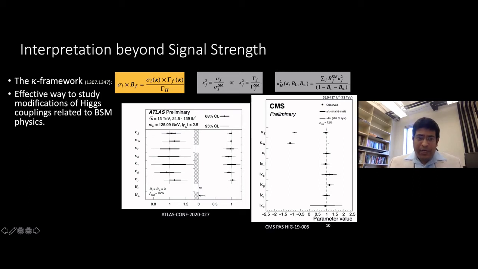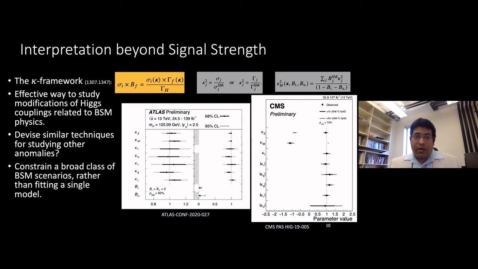But this is a good way to constrain a large class of BSM models without going into the details of the models. This Kappa framework is a new technique, and we can take some inspiration from it and devise similar techniques for studying these other anomalies. Instead of trying to fit our own favorite model to a particular anomaly, you can try to devise a way to tackle a broad class of BSM scenarios at once, rather than just fitting a single model. This is something I would like to emphasize here.